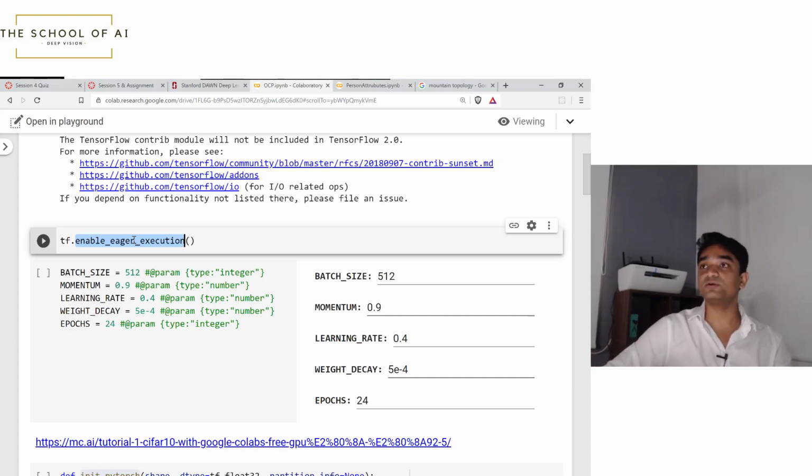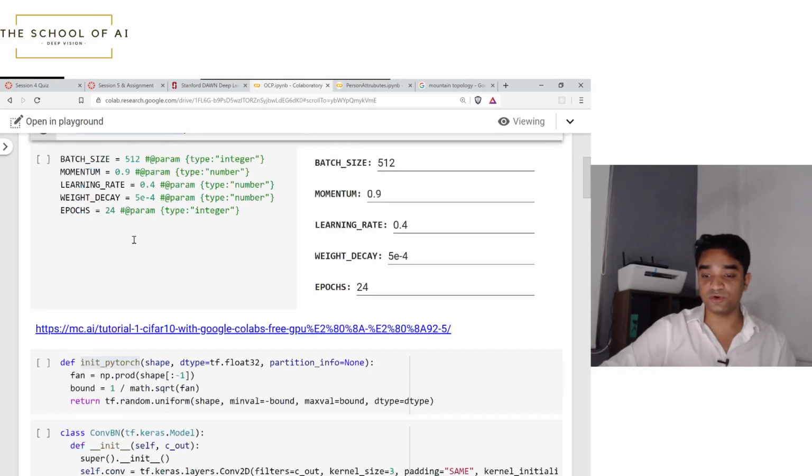But if I use eager mode, the whole code works like Python. Actually, I can stop after some batch. Imagine that you can actually stop mid in the epoch and then start again. So eager mode is allowing us to do all of that.